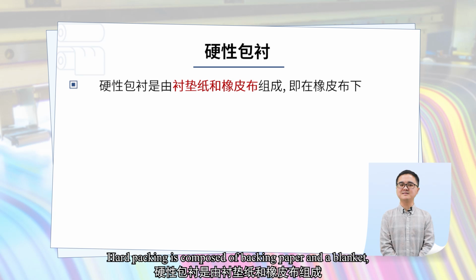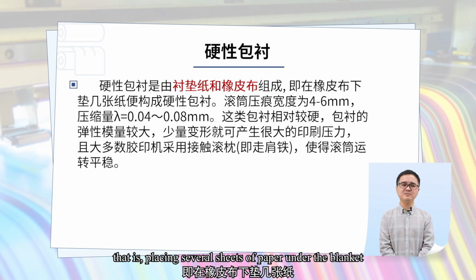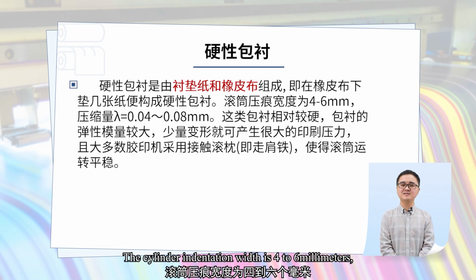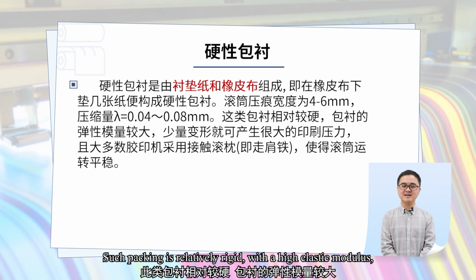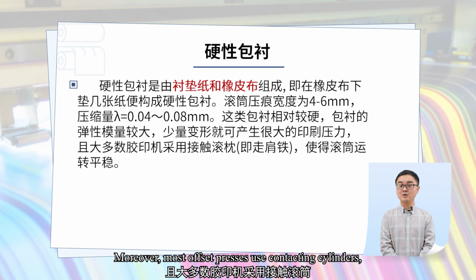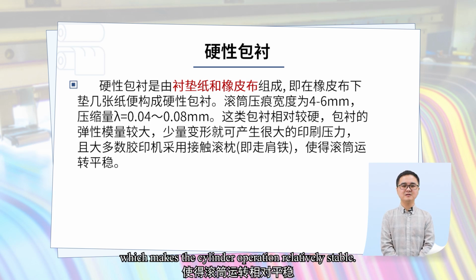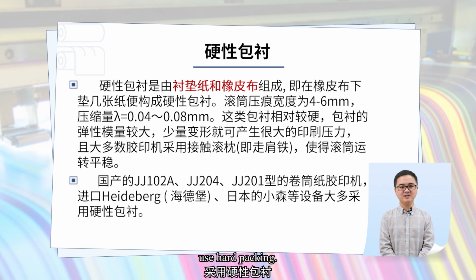Hard packing is composed of backing paper and a blanket. That is, placing several sheets of paper under the blanket to form hard packing. The cylinder indentation width is 4 to 6 mm, with a compression amount of 0.04 to 0.08 mm. Such packing is relatively rigid, with a high elastic modulus, meaning that small changes can generate significant printing pressure. Moreover, most offset presses use contacting cylinders, which makes the cylinder operation relatively stable. Some domestic web offset presses and most imported printing equipment use hard packing.